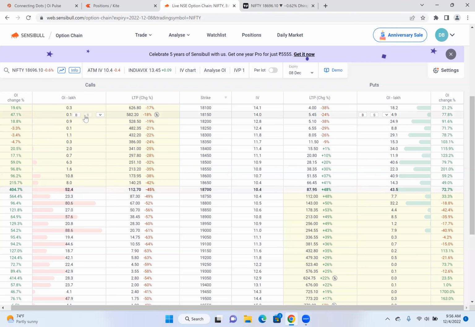Now you look at the OI. Where do you see the highest open interest on the call? Just eyeball this particular column. No, don't look at the change percent. Just look at the absolute OI. This column. 88.6, at 19,000. So this is the highest, right? At the 19,000 call. Now eyeball the put. Where do you see the highest?